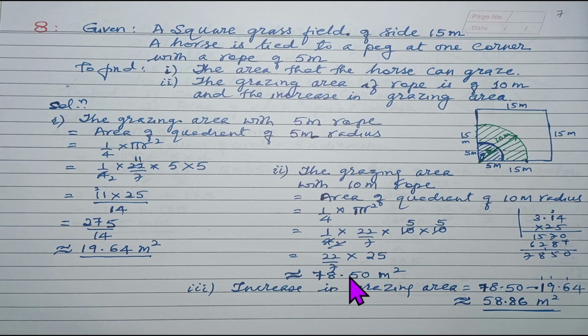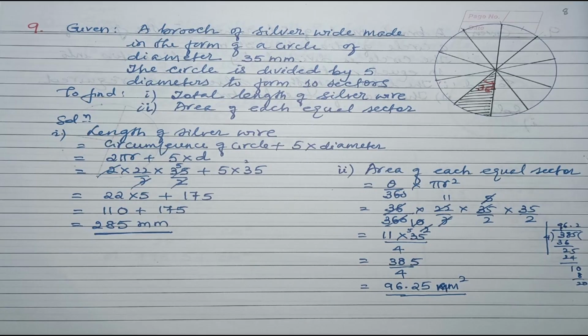So we have approximately 78.50 meters square grazing area with 10 meters rope length and 19.64 meters square with 5 meters rope length. Now if you find the difference, that is 78.50 minus 19.64, it gives us the increase in the grazing area, and that is 58.6 meters square. So try to remember that.